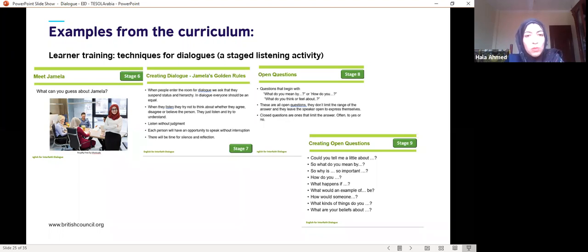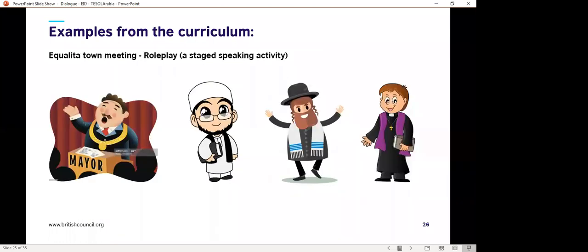Then they listen and take notes about Jamila's golden rules. Then they compare notes with each other. Then they identify examples from the audio text on open questions. Then they come up with more examples of open questions. The final stage of the activity is to use these open questions to practice the interview that Jamila did in the audio. They interview each other using open questions. And at the end, they report back to the class and to the teacher on how it feels to have this empathetic listening activity, and how it feels when they listen with a focus on understanding rather than on replying. Next slide, please.